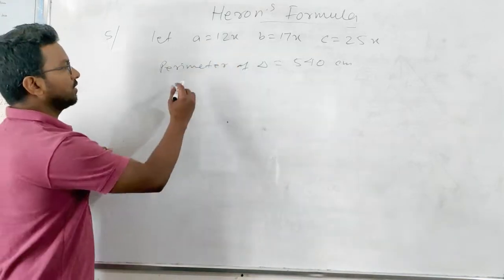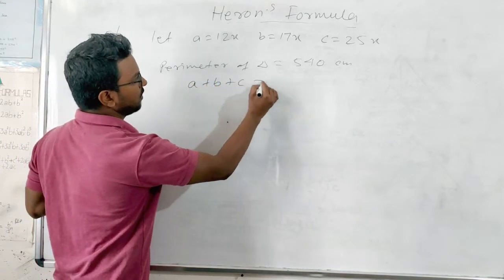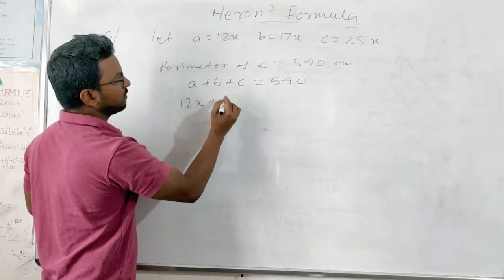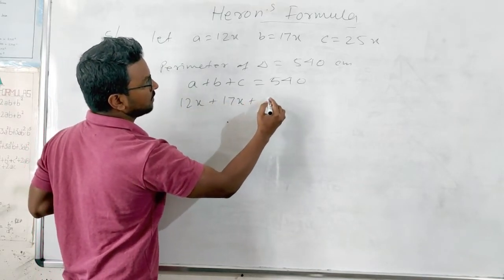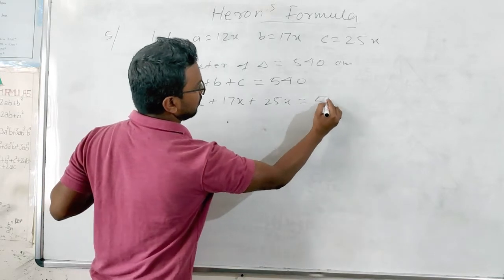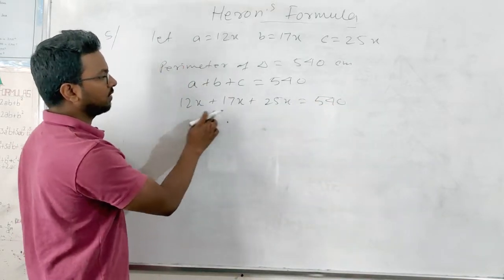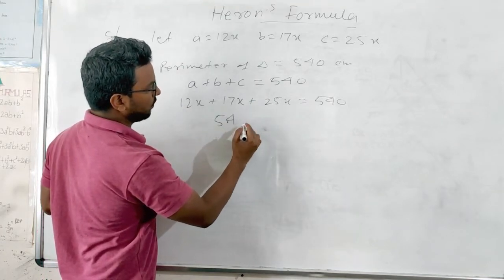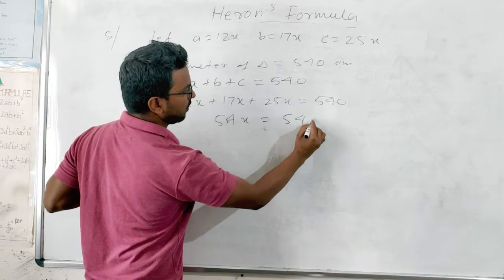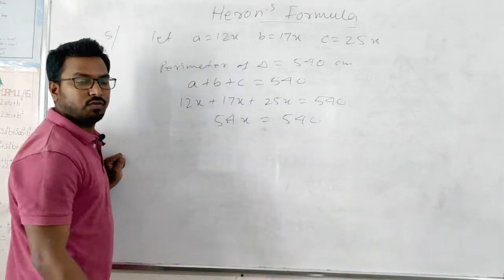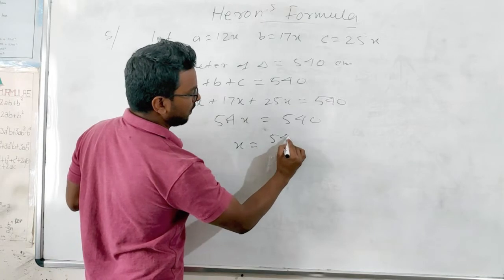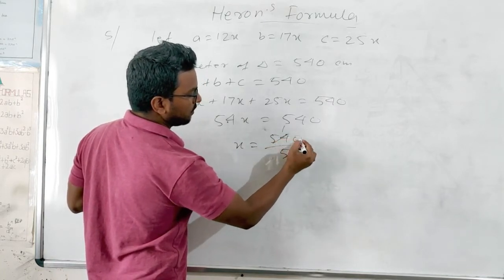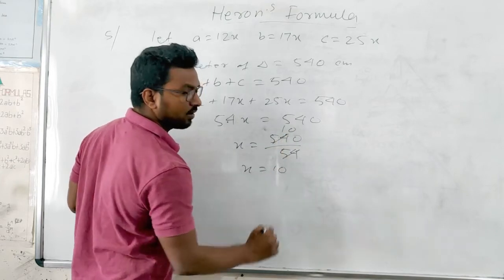Fine. So this is A plus B plus C equals to 540. What is A? 12x. What is B? 17x. C is 25x equals to 540. If you add, how much you will get? 54x equals to 540. So x equals to 540 divided by 54. How many times? 10. So x equals to 10.